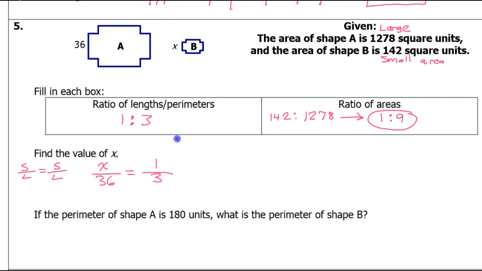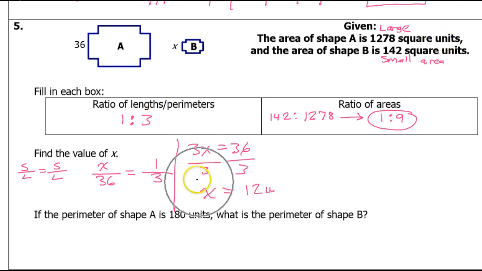If you cross multiply, you're going to get 3x is equal to 36. Then if you divide both sides by 3, you're going to get x is equal to 12. Did they give us units? They're just saying units. I'll just say 12 units.